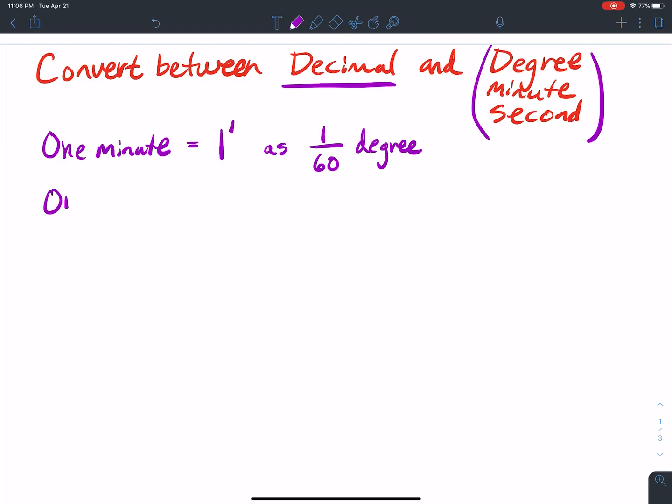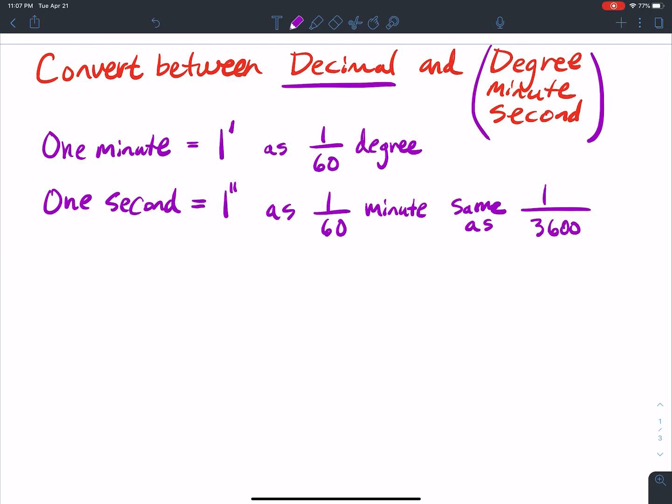Now, 1 second, this is denoted 1 and then a quotation mark, okay? And this is defined as 1/60 minutes, okay? So it's also the same as one over 3600 degrees.